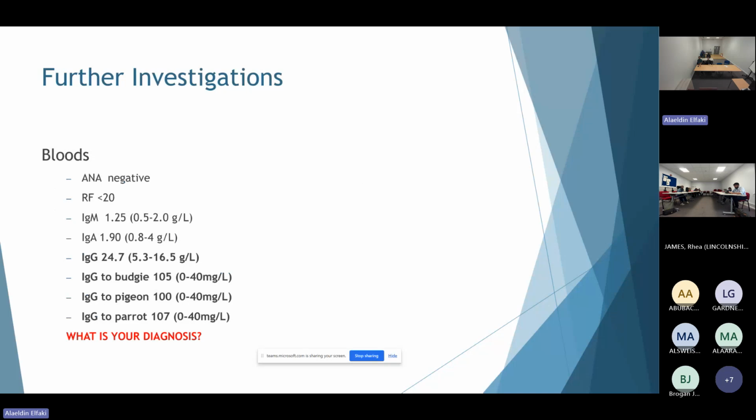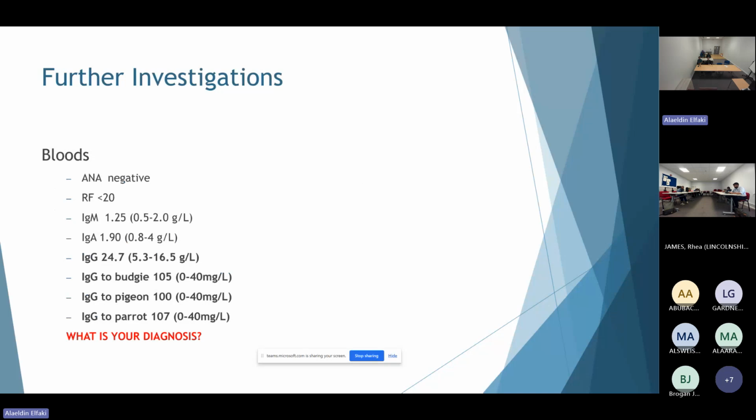So for further investigations, we did a blood test, including autoantibody screening: ANA negative, rheumatoid factor negative, IgM and IgA normal, IgG is high. We also did IgG precipitins for both pigeons and parrots, and all are high. Any clue? I think it is solved already. What could be the cause?